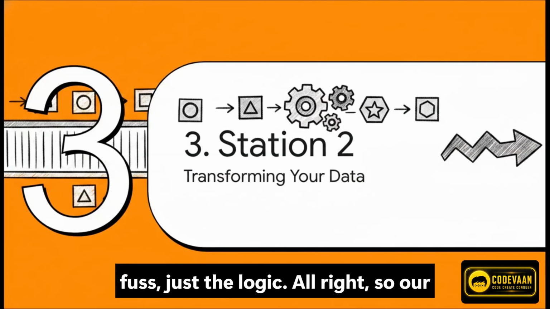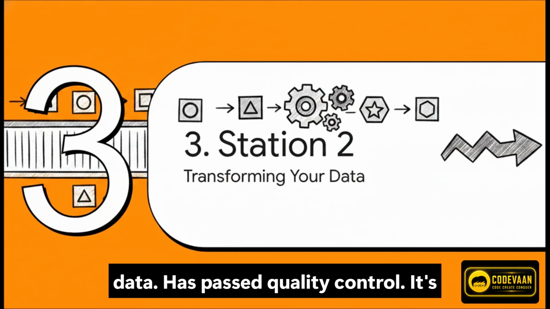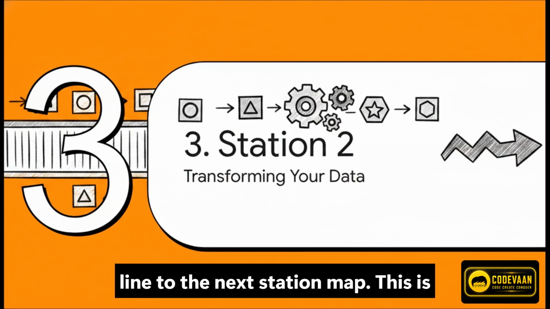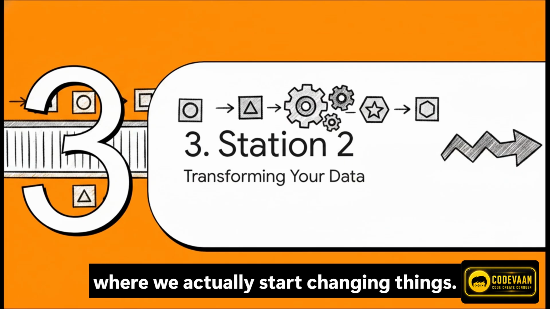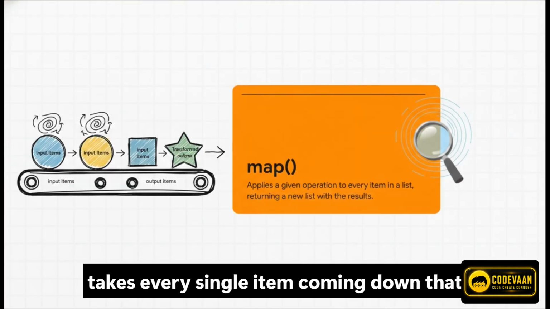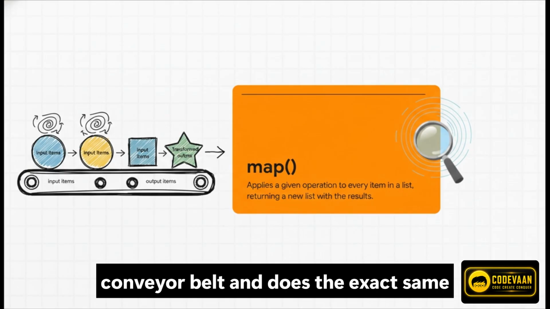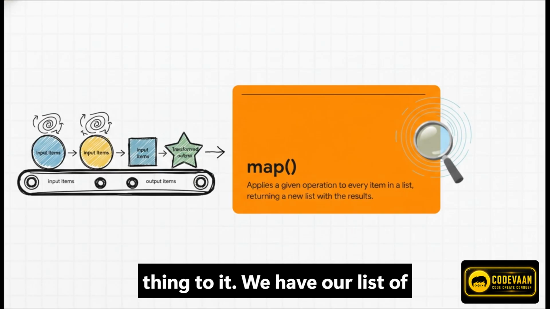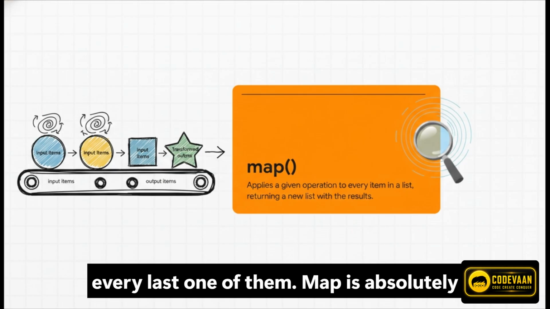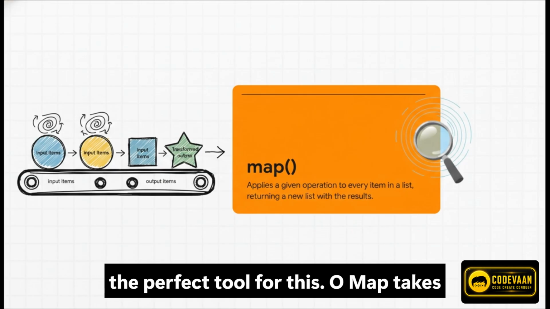All right, so our data has passed quality control. It's clean. Now it moves down the assembly line to the next station, map. This is where we actually start changing things. Map's job is super straightforward. It takes every single item coming down that conveyor belt and does the exact same thing to it. We have our list of even numbers, and now we want to double every last one of them. Map is absolutely the perfect tool for this.